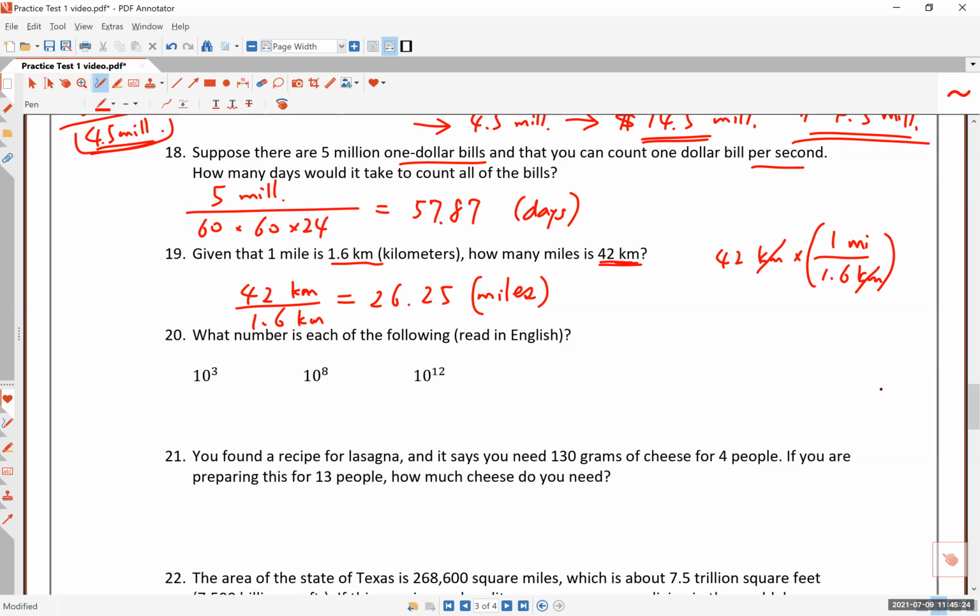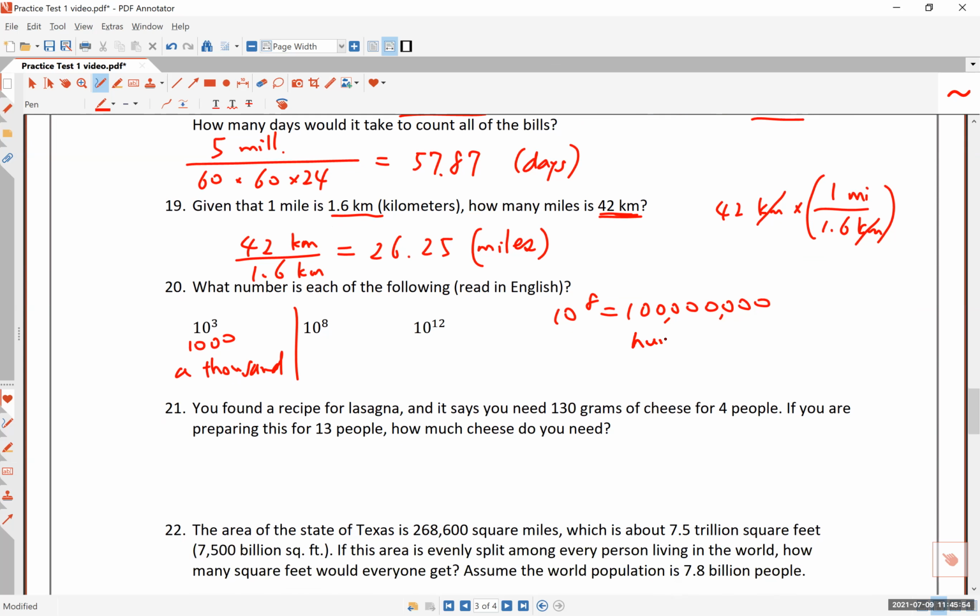Number 20, what number is each of the following in English? 10 to the third, that's 1 followed by 3 zeros, and it's called 1,000. 10 to the 8, that's 1 followed by 8 zeros. One way to think about this is 10 to the 6th is a million, and so you have 2 more zeros, so that must be 100 million. And so in English, you would read this as 100 million.